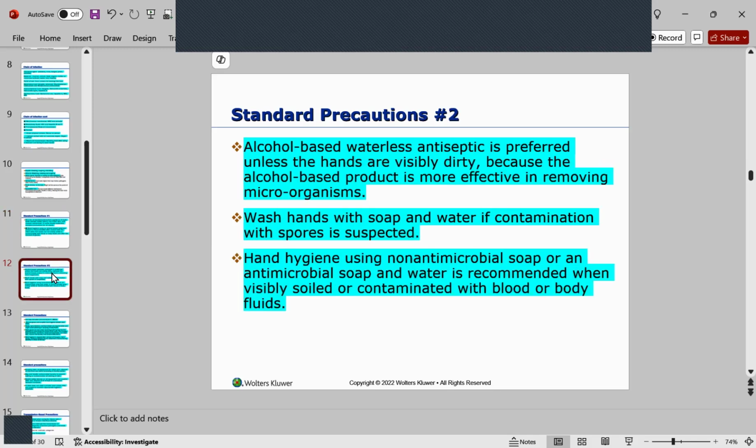So it really is better to use hand sanitizer unless your hands are dirty, because the alcohol-based product is really more effective in killing all types of microorganisms. But if your hands are visibly soiled, or if the patient that you were just in contact with has like C. diff, use soap and water, and it doesn't have to be antimicrobial soap. It could just be a plain old Dial soap. Just soap and water when your hands are soiled or contaminated with any kind of blood or body fluid, or just if you think that you may have touched something after you removed your gloves that may be problematic, right? Wash your hands.